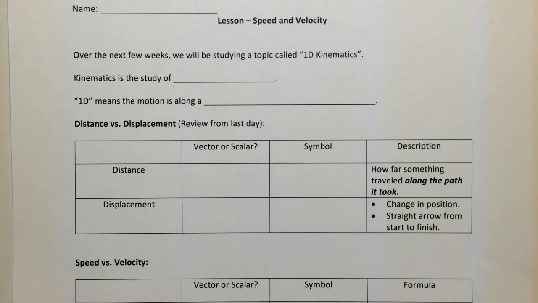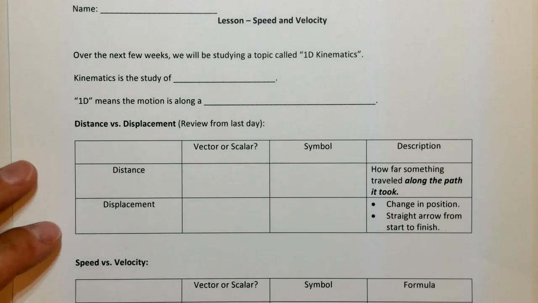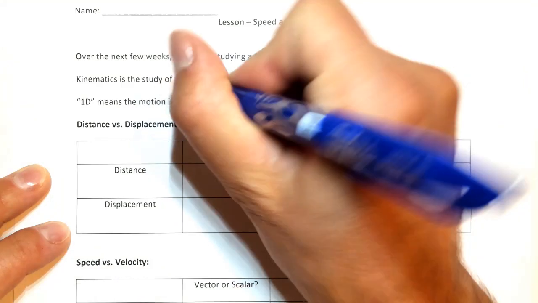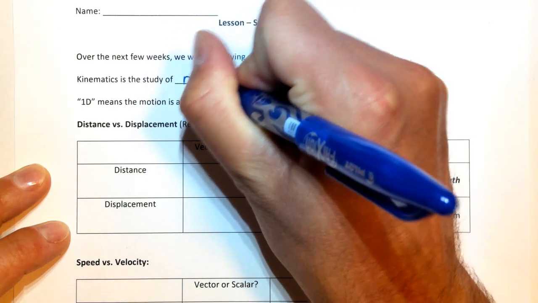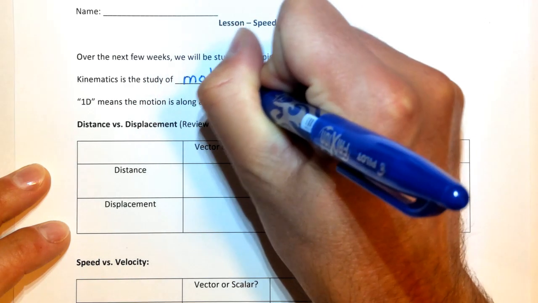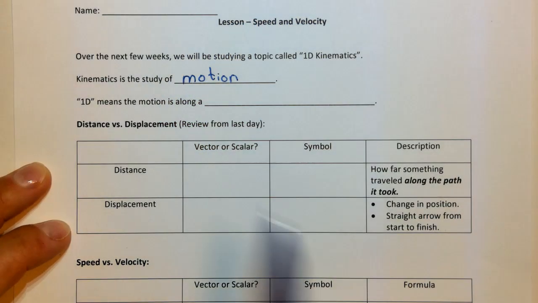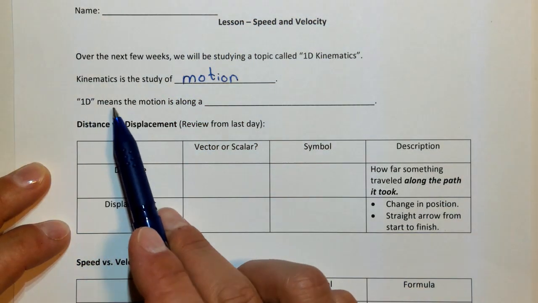All right, so we have now started our first topic in physics, and that topic is called, or as physicists would call it, kinematics. Now, kinematics is a fancy word for the study of motion. And we're going to start off with what's called 1D kinematics.